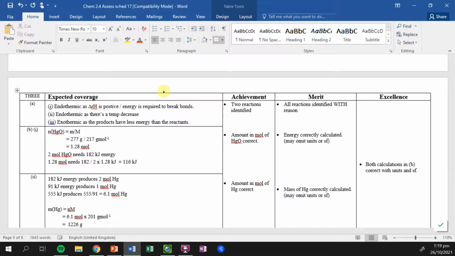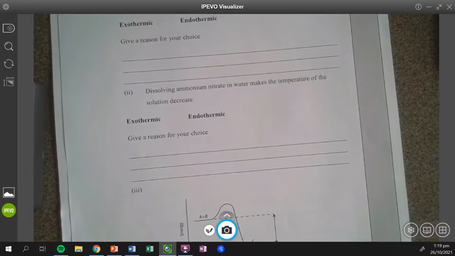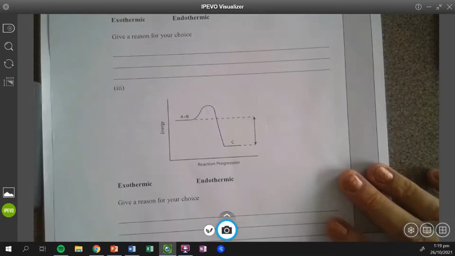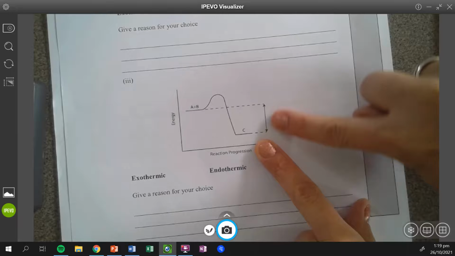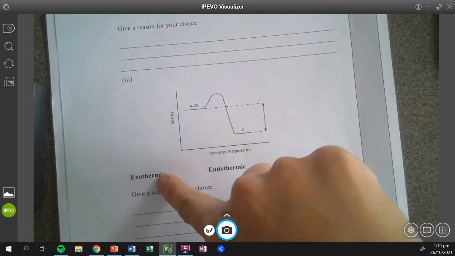It is endothermic. The second one was about dissolving ammonium nitrate, and it makes the water cooler. So that means it's absorbing heat energy, so that's why that one's endothermic. And then the next one, you look at that diagram there, and you see that the reactants have more energy than the products. Let me just go back here. So we see that this has more energy than what C does, and it means it has been released into the environment, and so that one's exothermic.